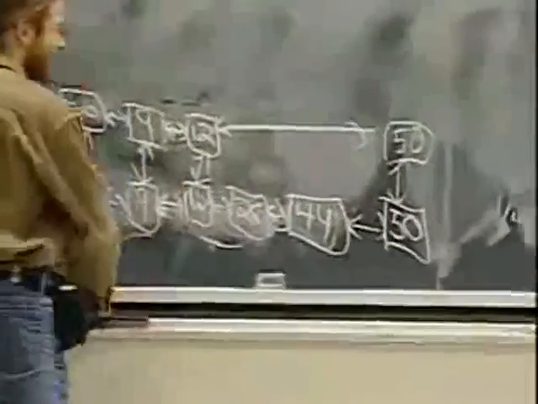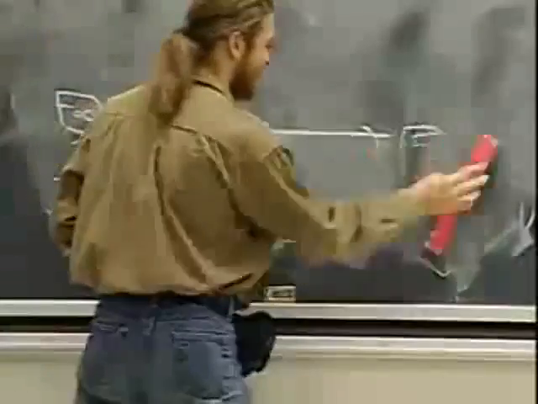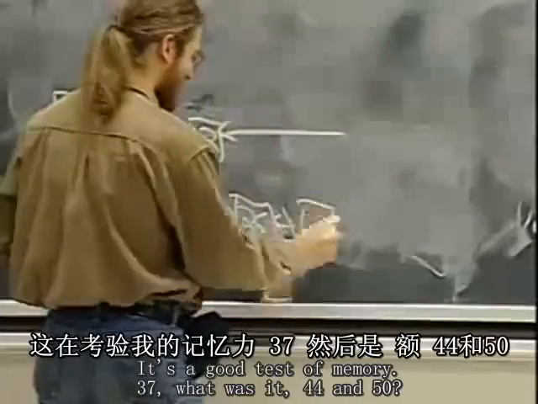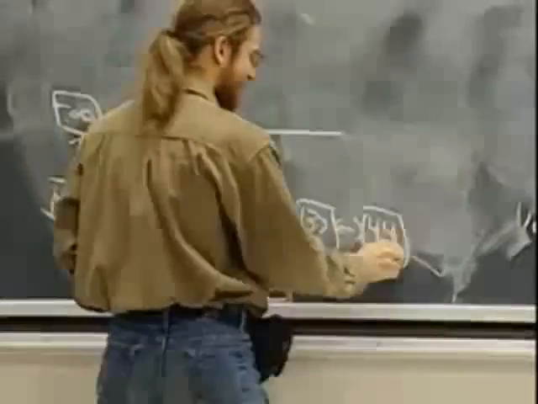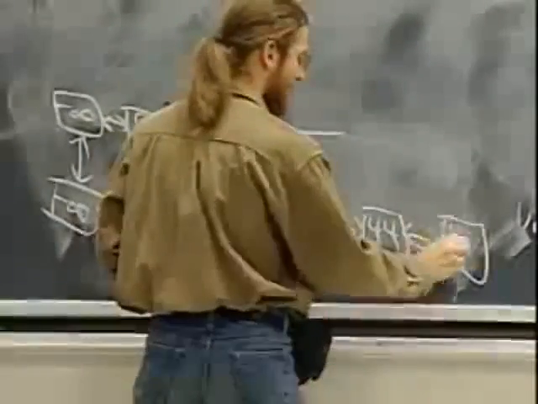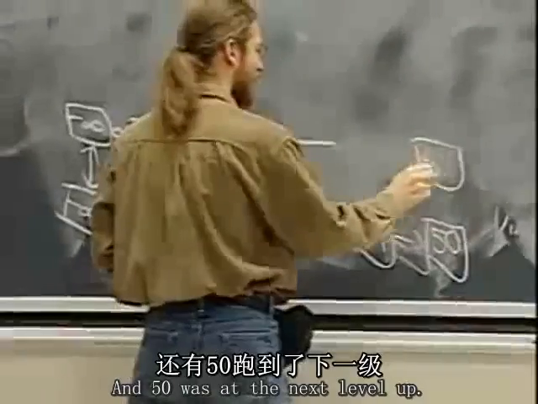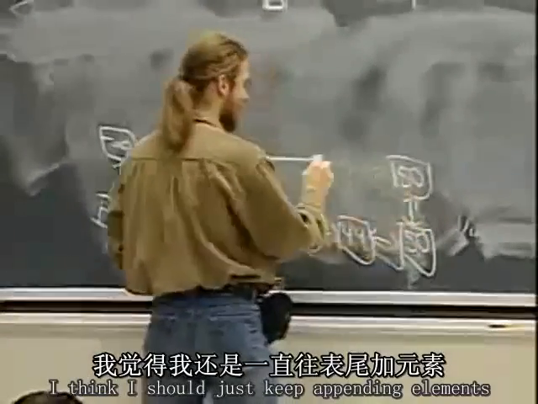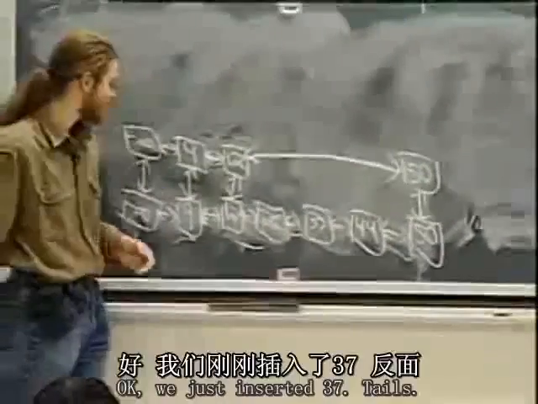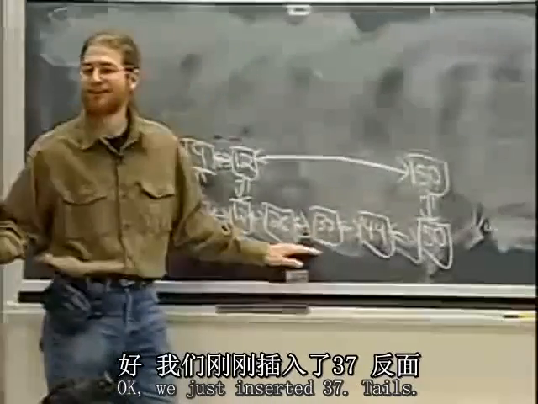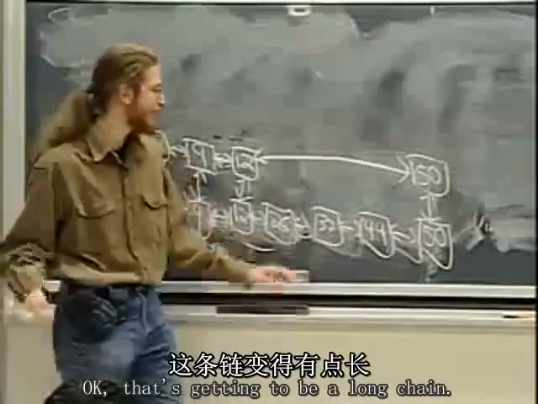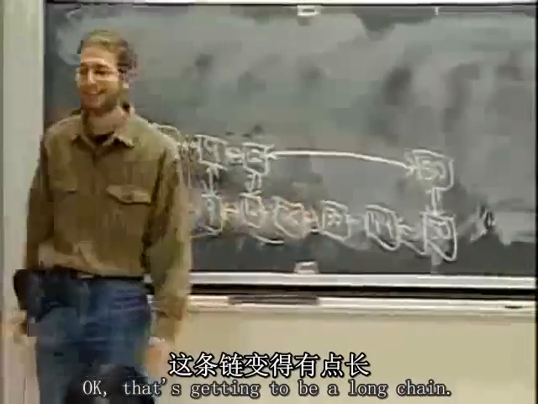37. Jeez. It's a good test of memory. 37, what was it? 44 and 50? And 50 was at the next level up. I think I should just keep appending elements and have you flip coins. Okay, we just inserted 37. Flip. Tails. Oh, that's getting to be a long chain. That looks a bit worrisome.